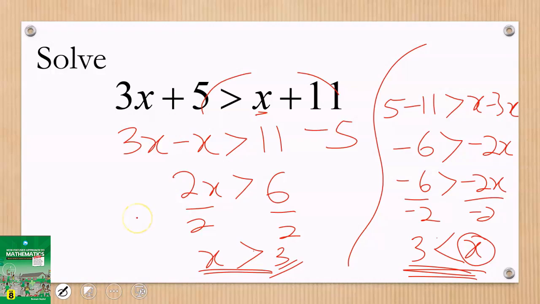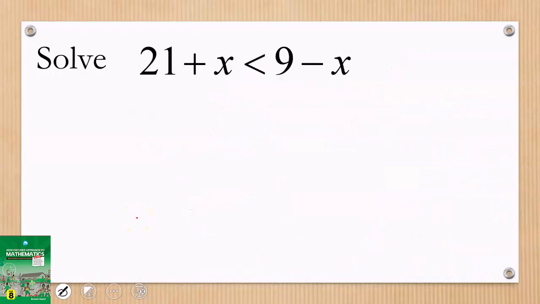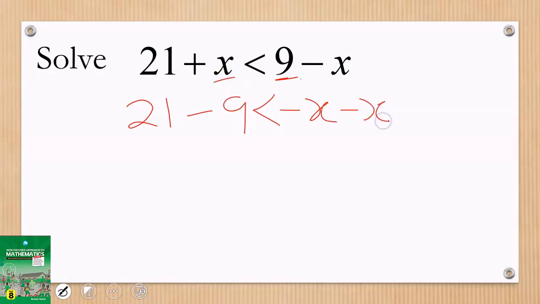Let's solve another example. So here what do we do? We can have our 21 here and move this to become minus 9. Then our symbol will come. Here we have negative x. This will go to become negative x as well.